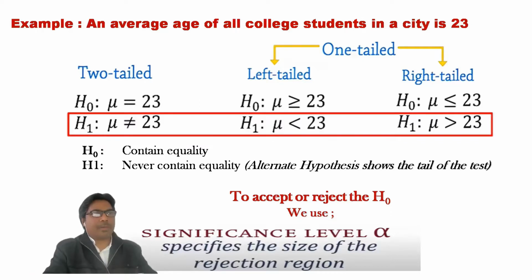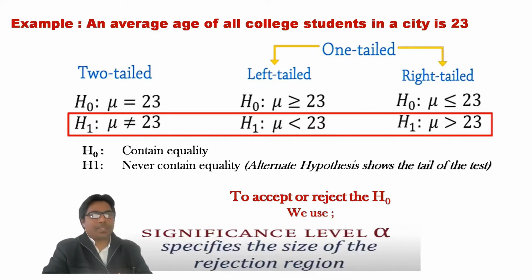Now let us try to understand about calculation or testing of hypothesis with the help of an example. An average age of all college students in a city is 23. So this is a statement which is to be tested by setting up a null hypothesis and an alternate hypothesis. The null hypothesis is denoted H0, and the alternate hypothesis is denoted H1, H2, H3, likewise, depending on the number of hypotheses you have.